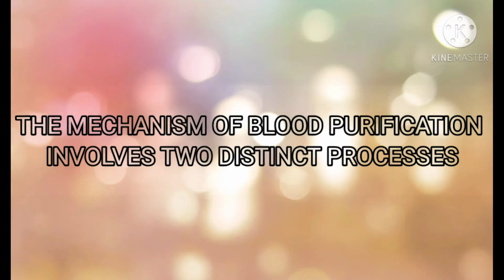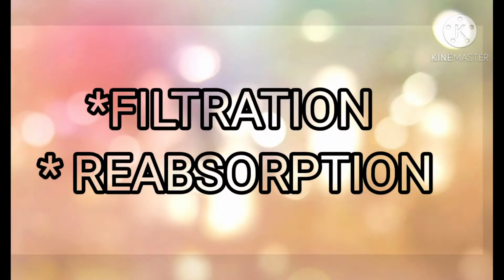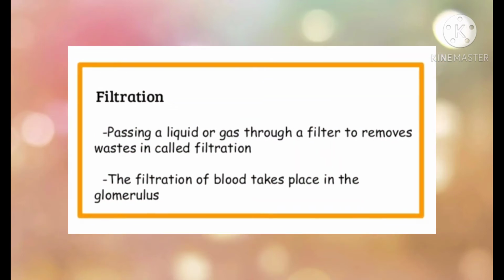The mechanism of blood purification involves two distinct processes, and these are filtration and reabsorption. Filtration: passing a liquid or gas through a filter to remove waste is called filtration. The filtration of blood takes place in the glomerulus.